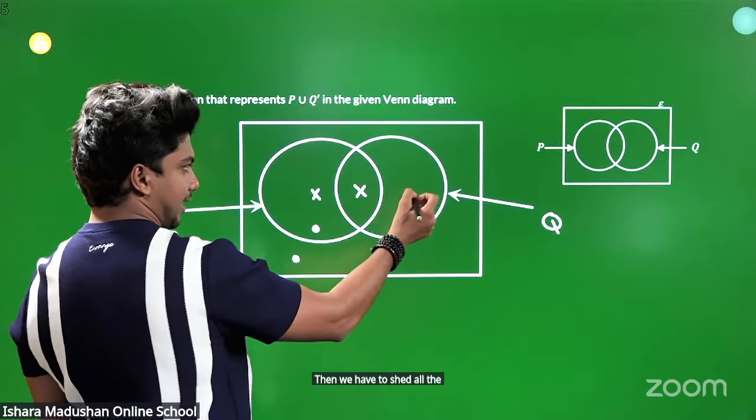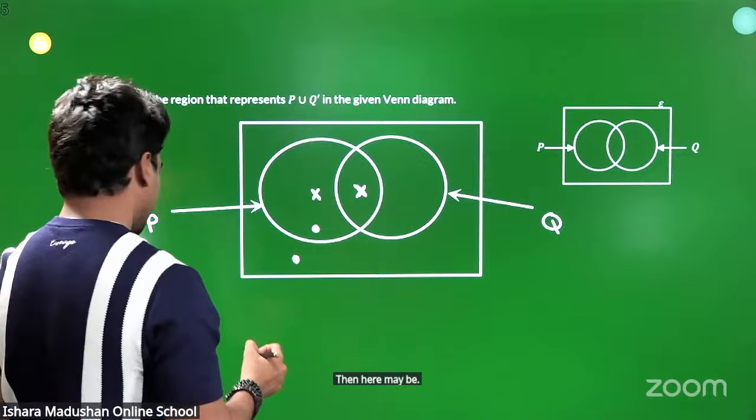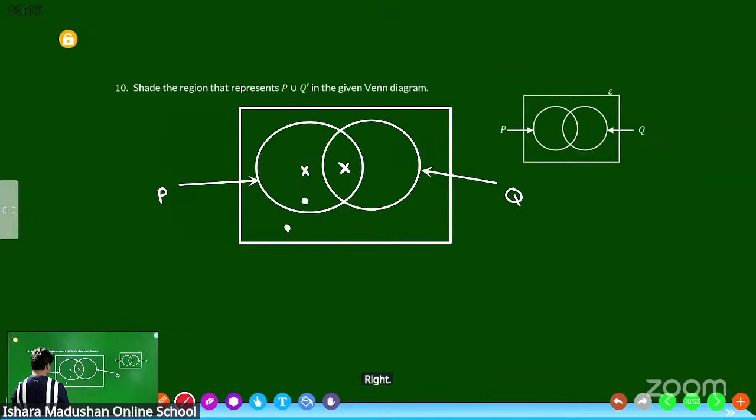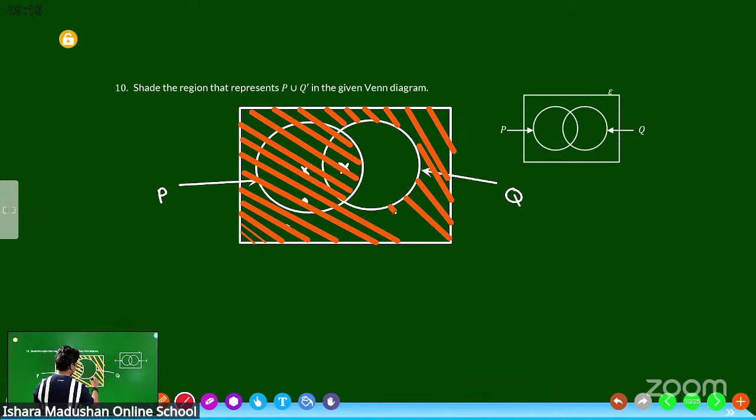Then we have to shade all the parts except this part. Here is P. Q dash means this and this. The union means everything except this part is shaded. Right. P union Q dash: all of P is shaded, and all of Q dash is shaded.